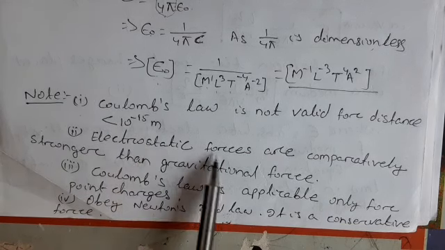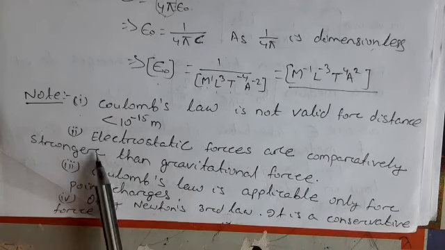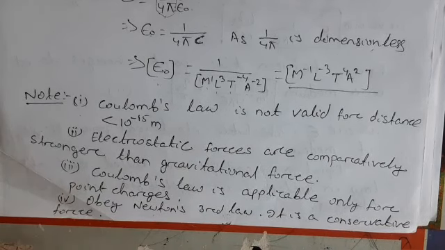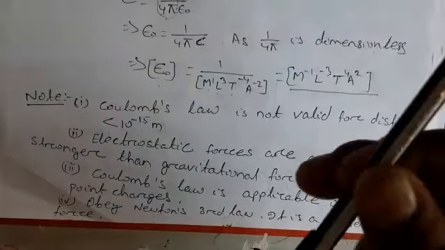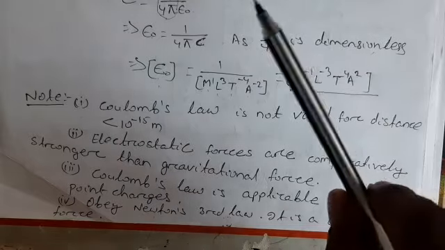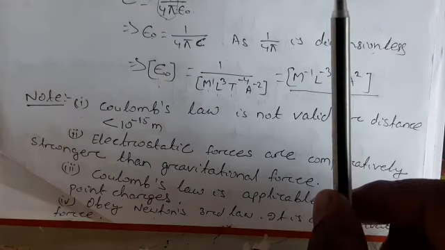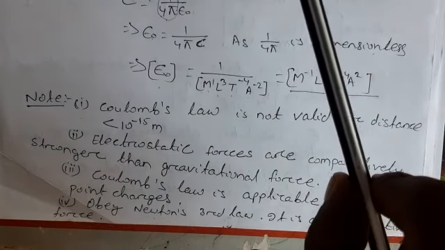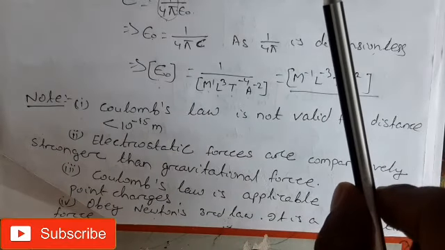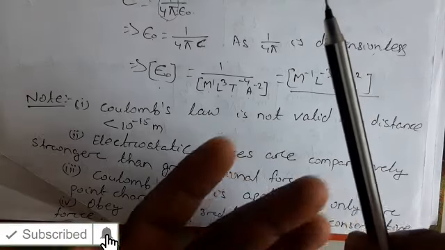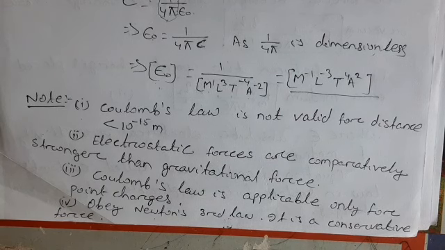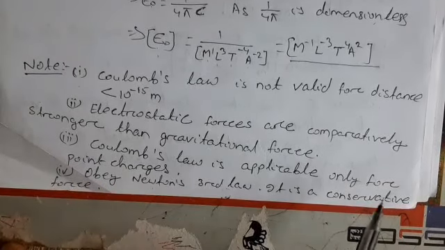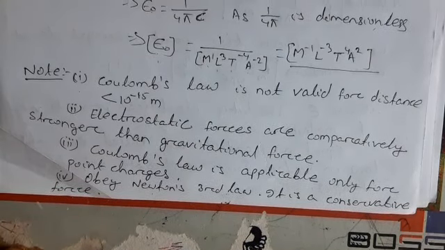Second point, electrostatic force is comparatively stronger than gravitational force. Why? Because if I hold this pen, the gravitation of the earth will not attract this pen. That's why I will tell that as I am holding this pen, this is an electrostatic force. The gravitational force will not attract this pen means I can say electrostatic force is greater than gravitational force. And third point, Coulomb's law is applicable only for point charges that I have told previously.